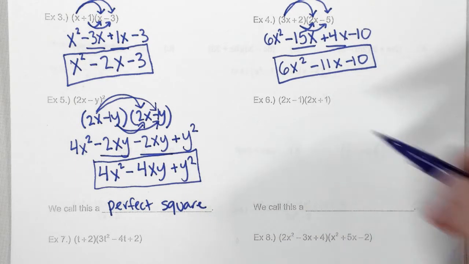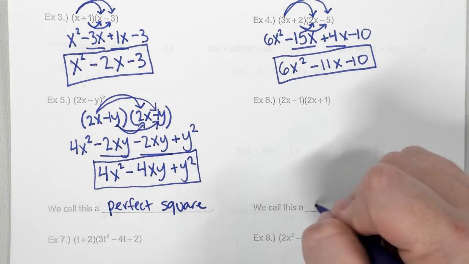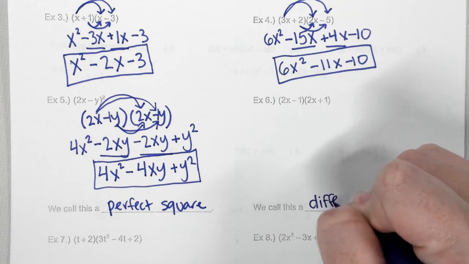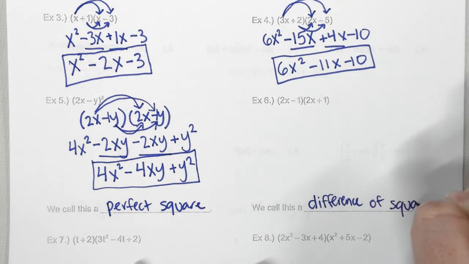Now what do you notice about example 6? They're the same except for the sign. One's minus and one's plus, so they can cancel each other out. So we call this difference of squares. And you'll see why when we get our answer.